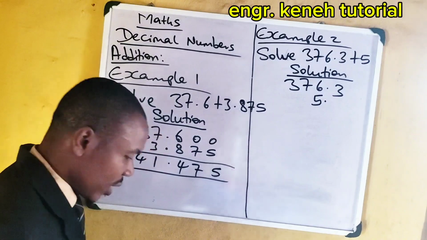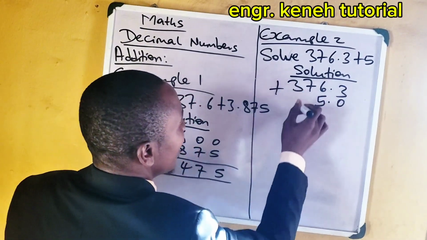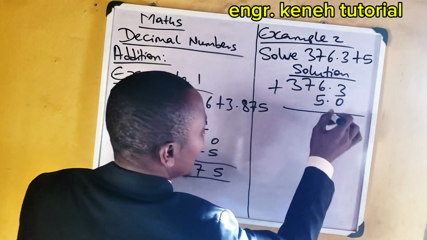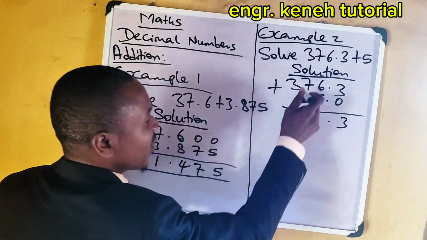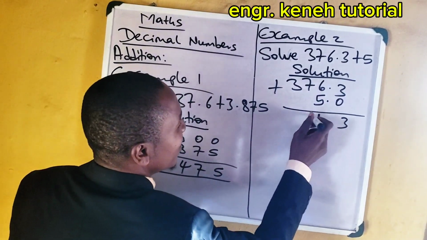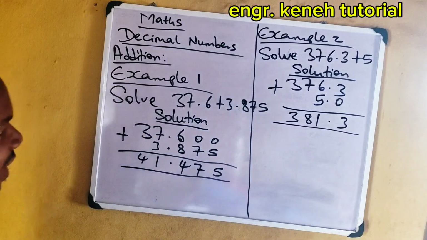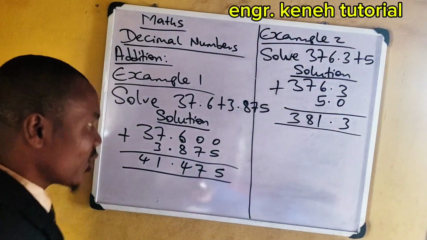So like this one now, we have something like this. There's nothing here, so you fill with 0. 0 plus 3 will give us 3. We have the decimal point. 5 plus 6 will give us 11. You write 1, carry 1, put here. 1 plus 7 will give us 8. Then you have like this. All right. So that is how this can be solved.